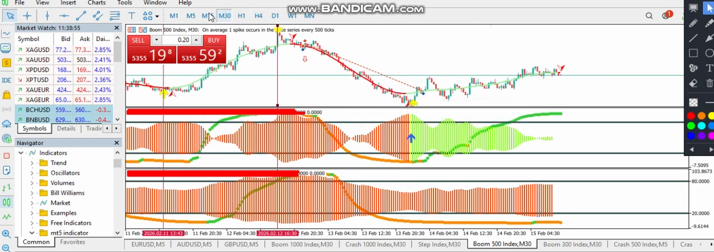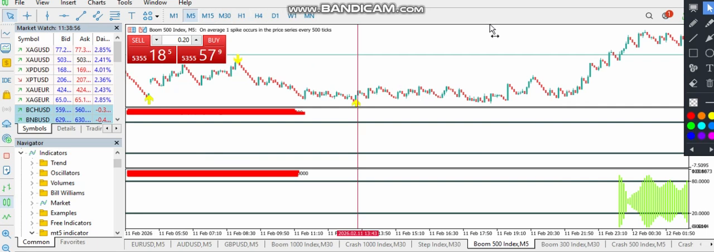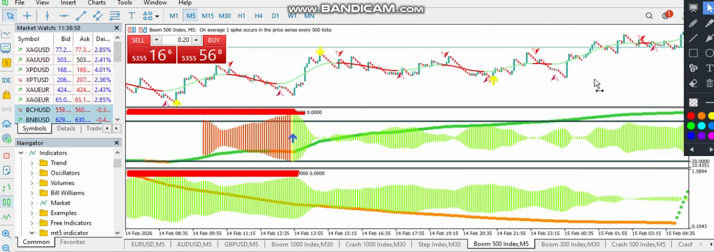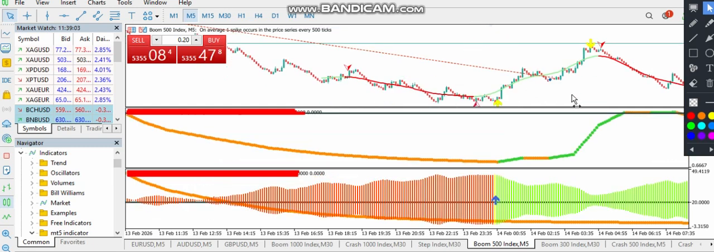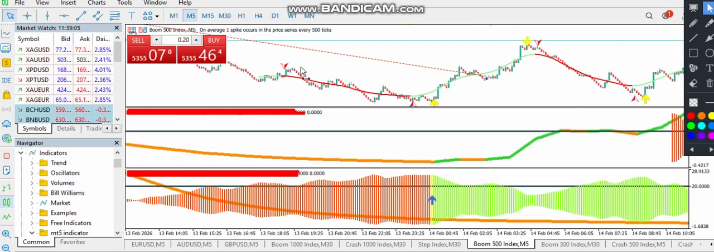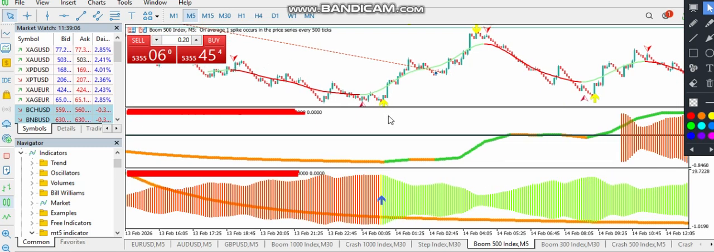Okay, let's check this. We go back to the 5-minute time frame again, and we start to look for an entry because we want to take an uptrend entry. So we start to look for an uptrend. Okay, we have this thing here. We have our arrow appear here, so we'll check our signal.